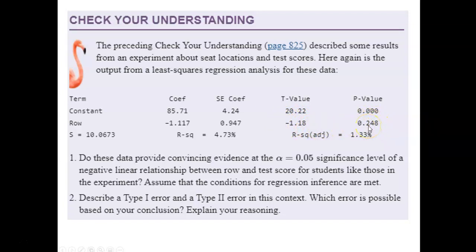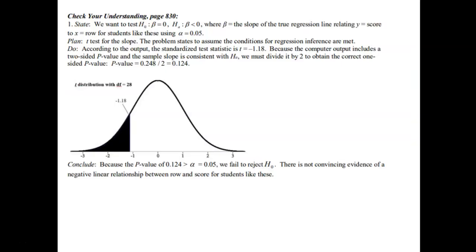But we're going to have to figure out what kind of hypothesis test we have. Do the data provide convincing evidence at the 5% level of a negative linear relationship? So this is going to be a one-sided hypothesis test. The null hypothesis is that there's no linear relationship, and the alternative is that your slope is less than 0, meaning a negative linear relationship, where beta is the slope of the true regression line that relates the score versus the row that the student is in. And then 5% significance level. I always forget that. All right, t-test for slope. And it stated that the conditions were already met because remember we checked those.